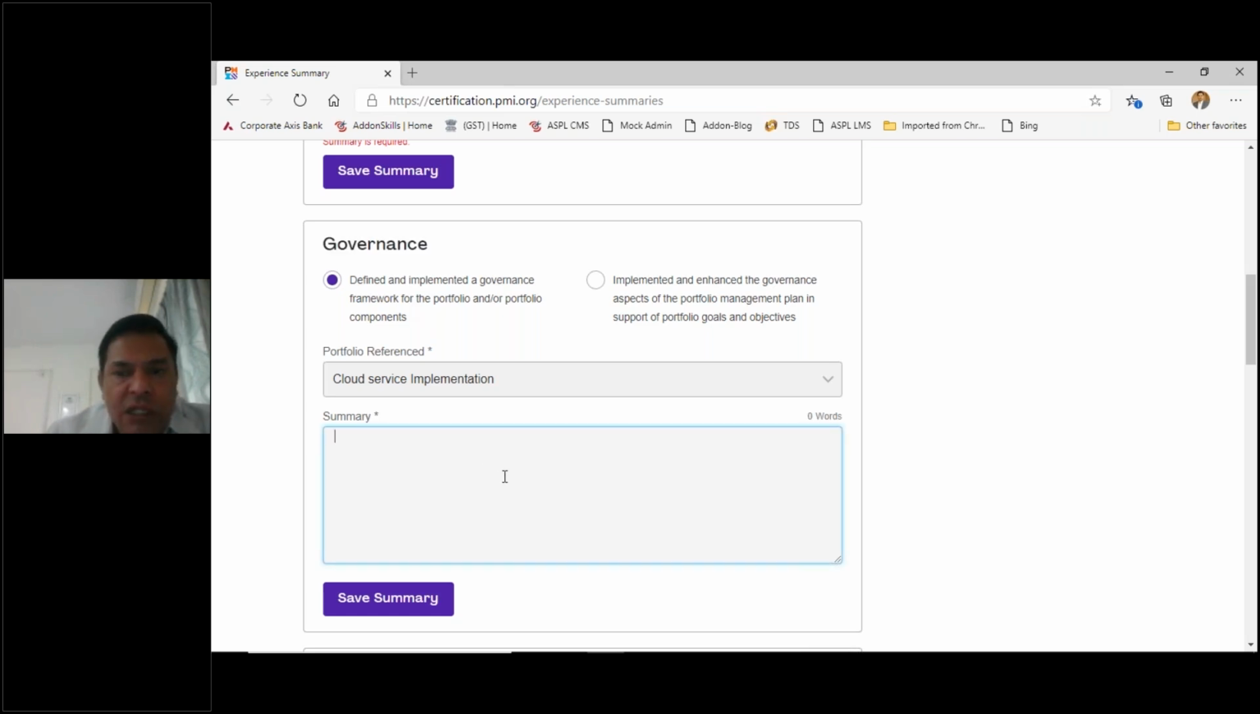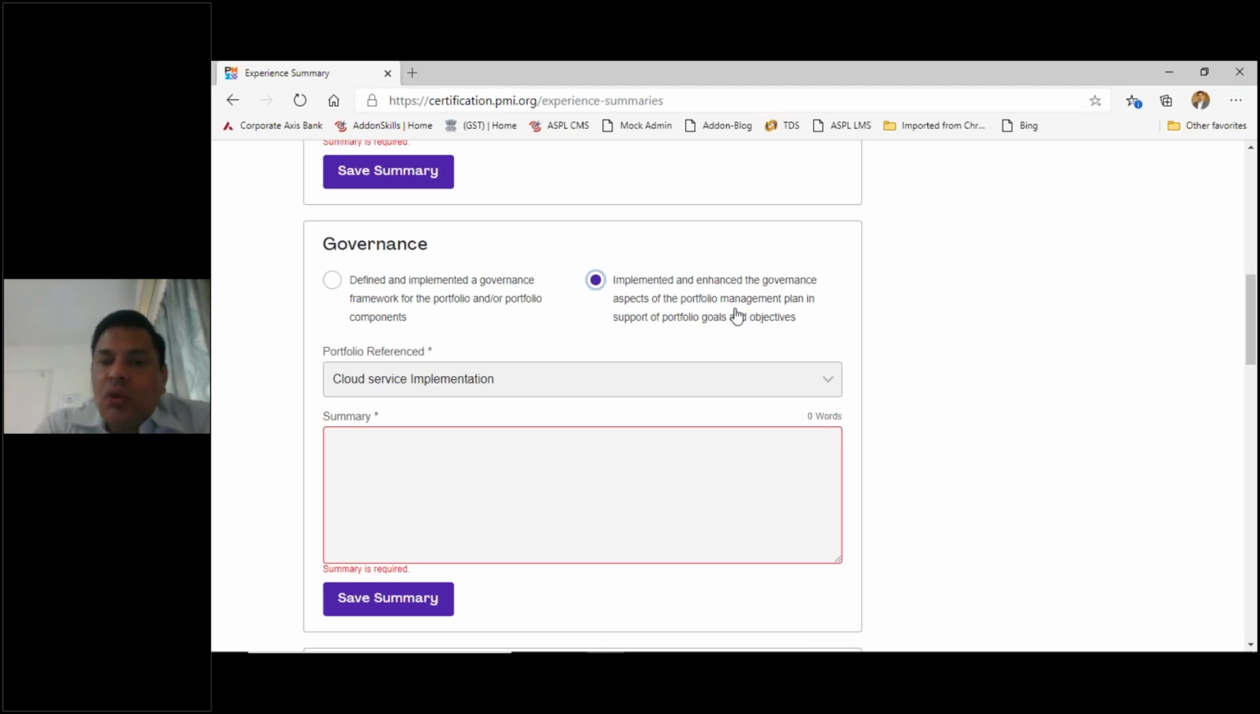And what was your framework by which your portfolio was governed throughout its life cycle? This option: implemented and enhanced the governance aspect of the portfolio management plan in support of portfolio goals and objectives. Now, if you're picking this, how did you implement it and enhance the governance aspect of the portfolio management plan? Portfolio management plan will finally define your portfolio framework. Your high level governance framework may be in your portfolio charter, but your final, baseline version of the governance framework will be part of the portfolio management plan.